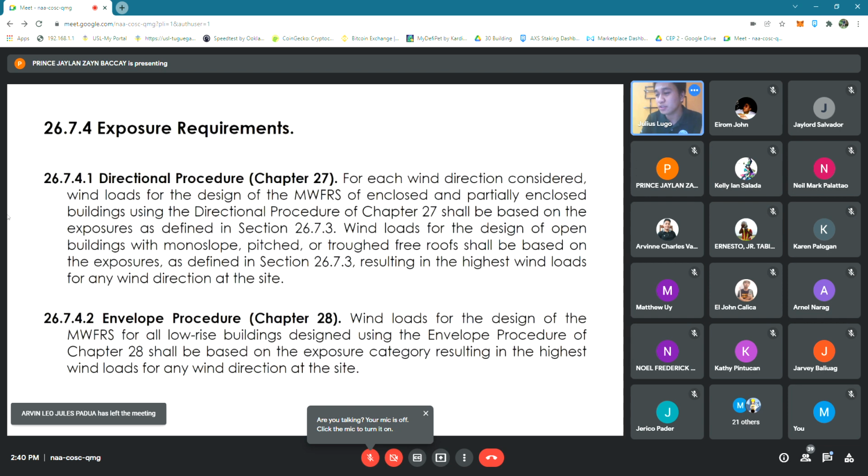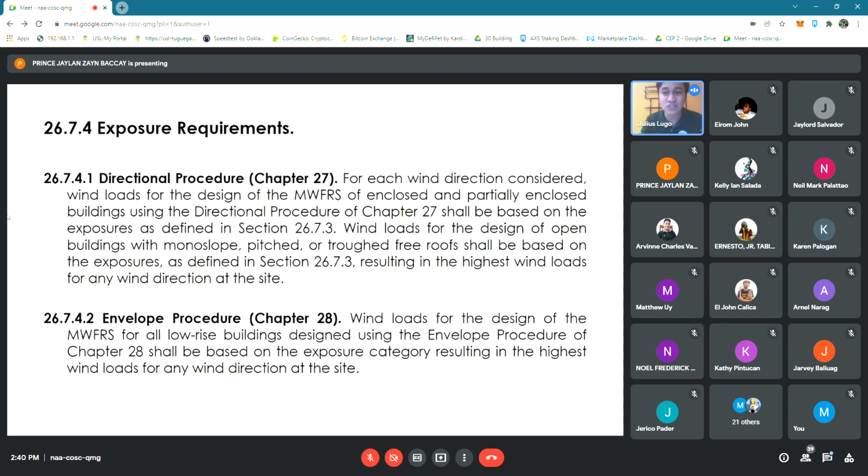Very good. Okay. So, meron tayong kanya-kanyang exposure requirements, guys, which is making our life complicated. We have a different exposure for the different procedure. Now, for the directional procedure, sabi dito, for each wind direction considered, wind loads for the design of the MWFRS of enclosed and partially enclosed buildings using the directional procedure of Chapter 27 shall be based on the exposures as defined in section 26.7.3. So whatever exposure categories were defined by the previous section of the code kanina, yung exposure B sa roughness B, mga ganon, yun yung ipa-follow ng directional procedure for the MWFRS.